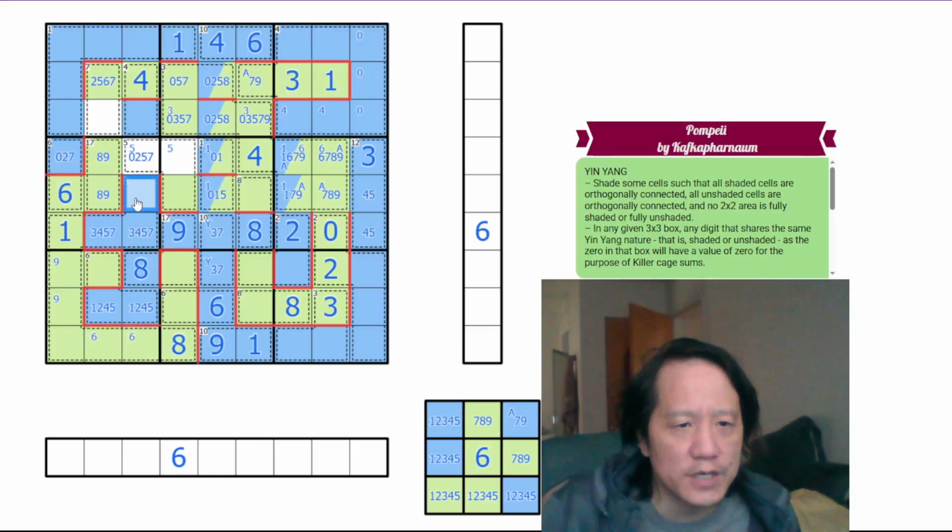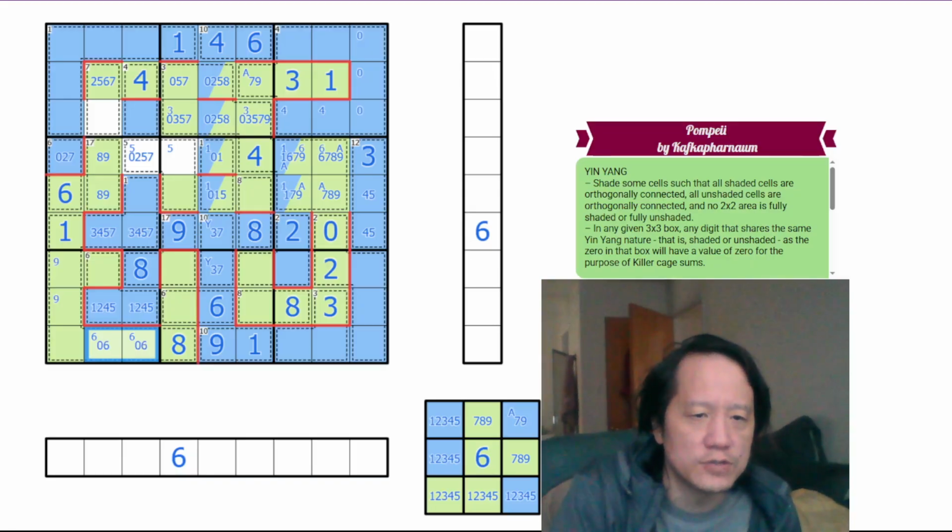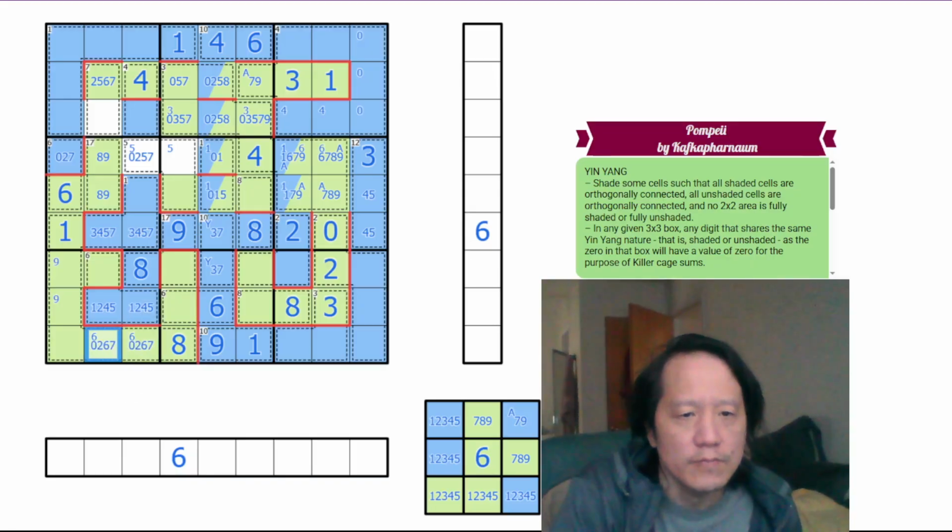This 027 sees all of these and all of these, so this must be here. So this is 6027 here.